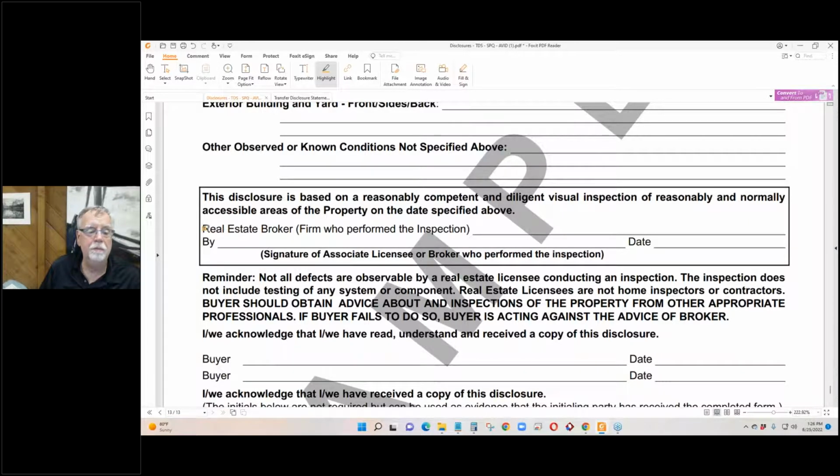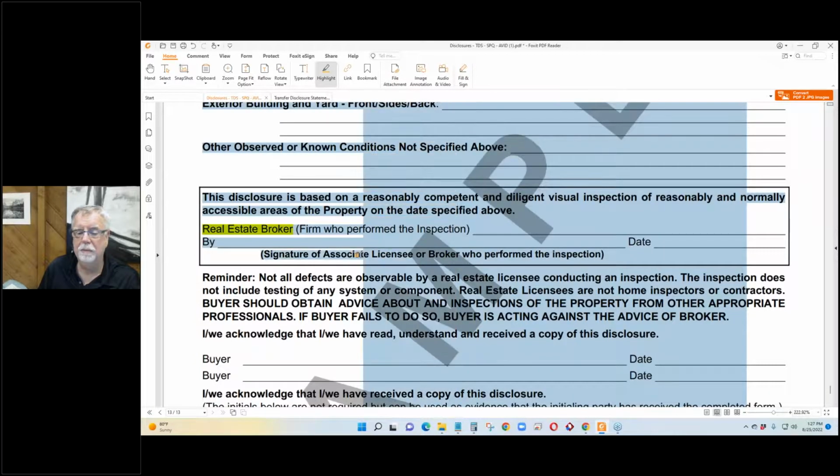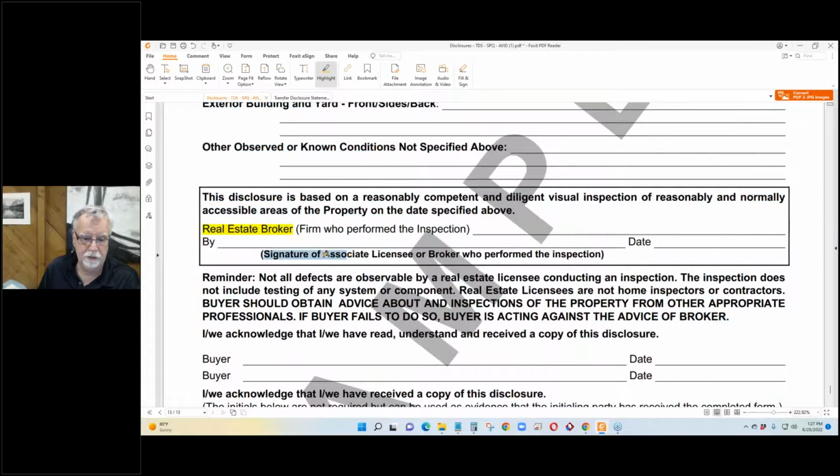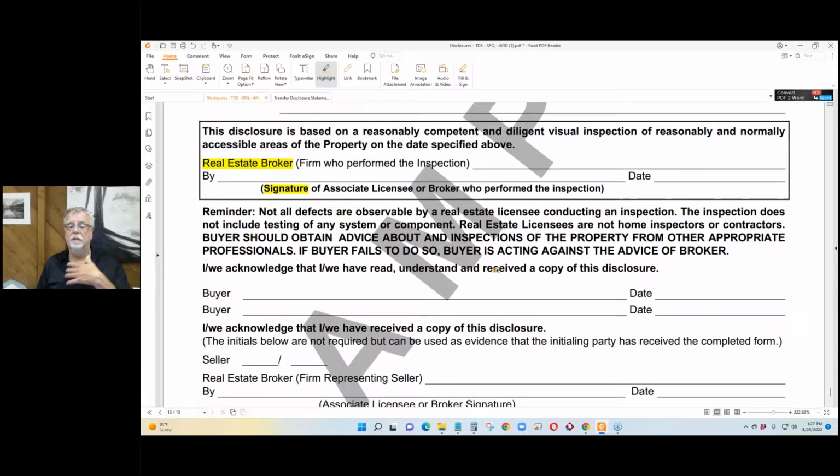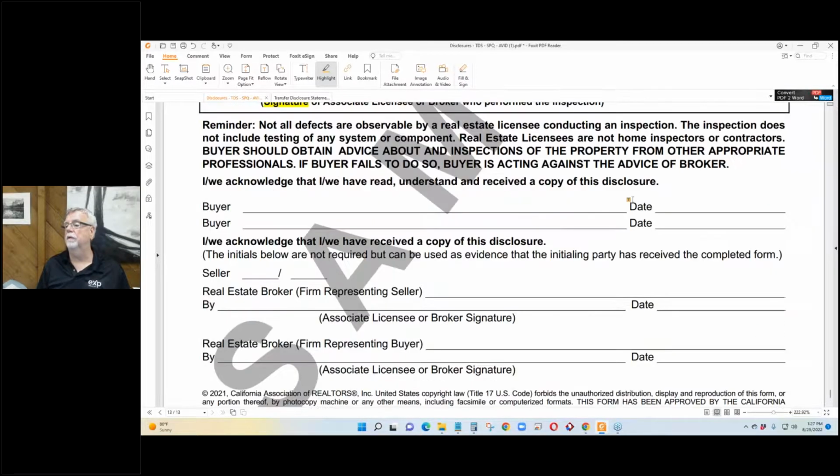Again, real estate broker. So by this point, I've put in eXp Realty 3 times. First page, top of the second page, this page, right? You put it in 3 times. And then here is where you're going to be signing it. So it would say eXp Realty by Michael Devlin, date, buyer signs, seller signs, and away we go.